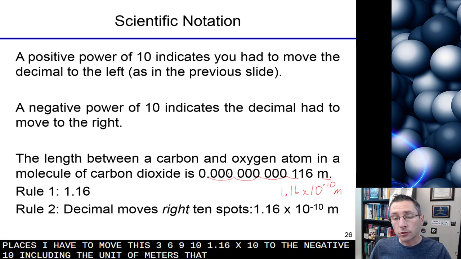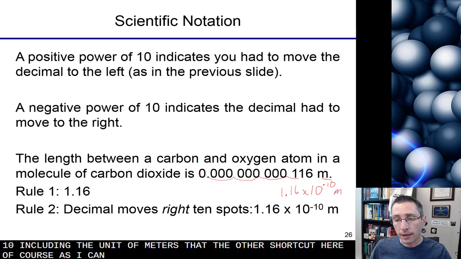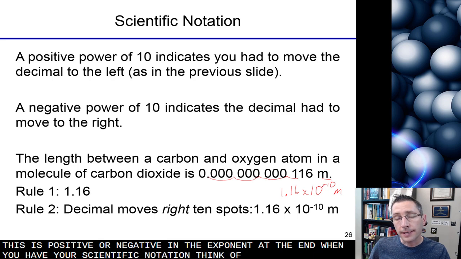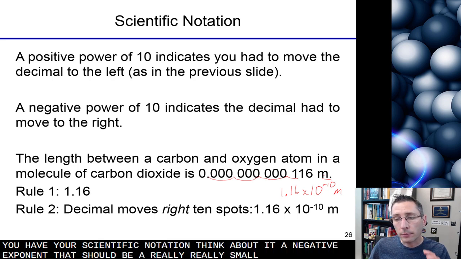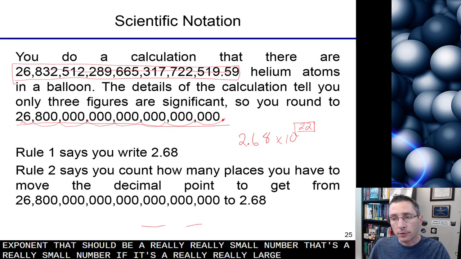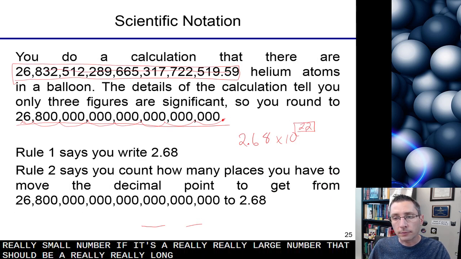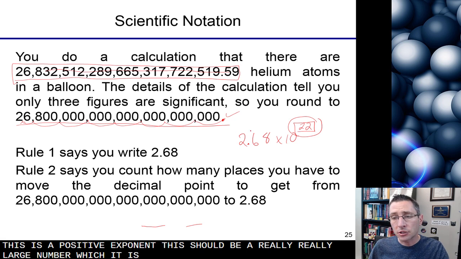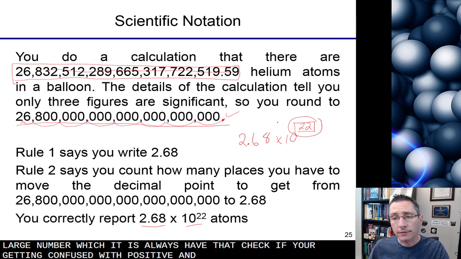Okay. The other thing here, I guess not a shortcut, but a check, is for when you're getting confused about whether the exponent is positive or negative. At the end, when you have your scientific notation, think about it. A negative exponent should be a really, really small number. If it's a positive exponent, this should be a really, really large number, which it is. So always have that check if you're getting confused with positive and negative exponents here.